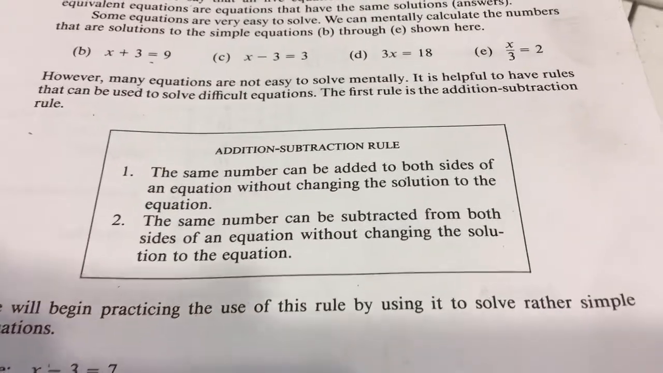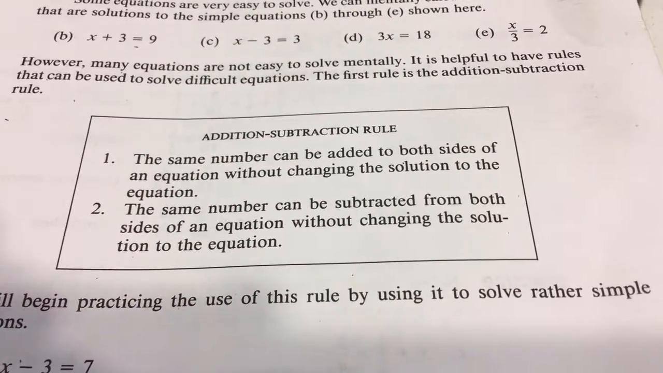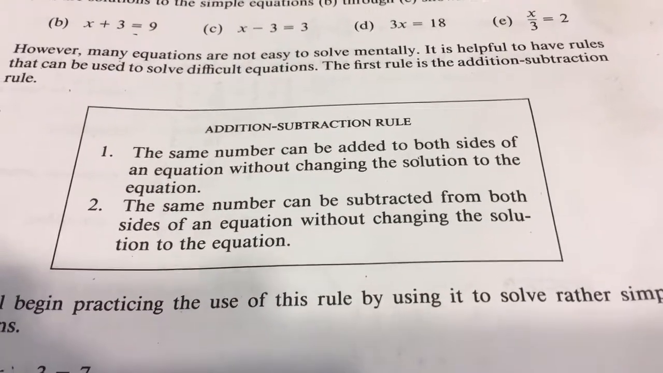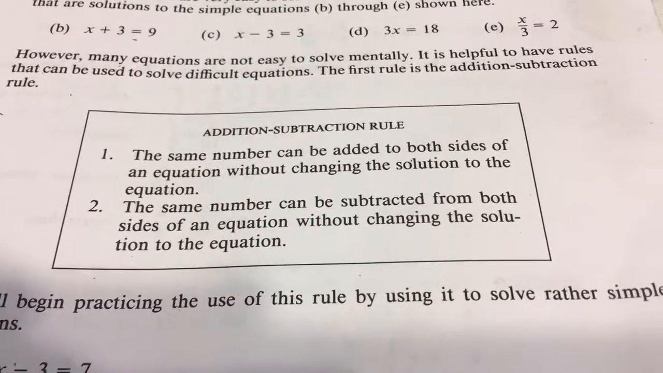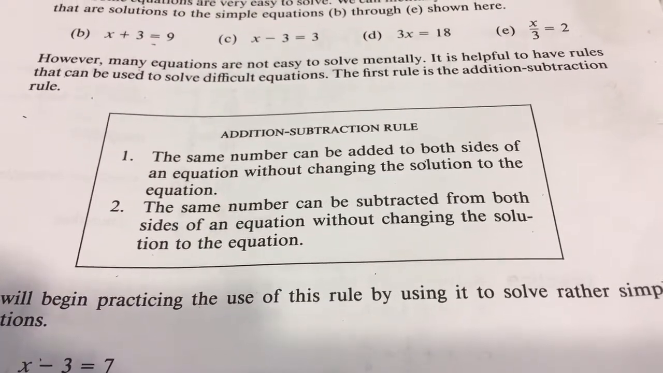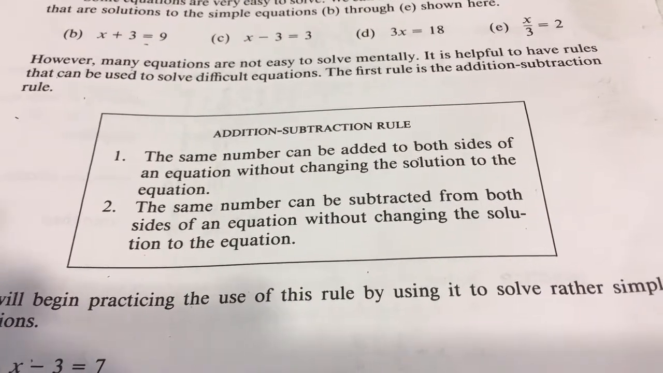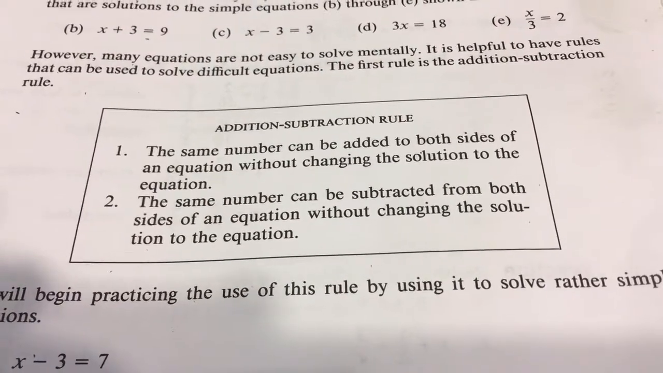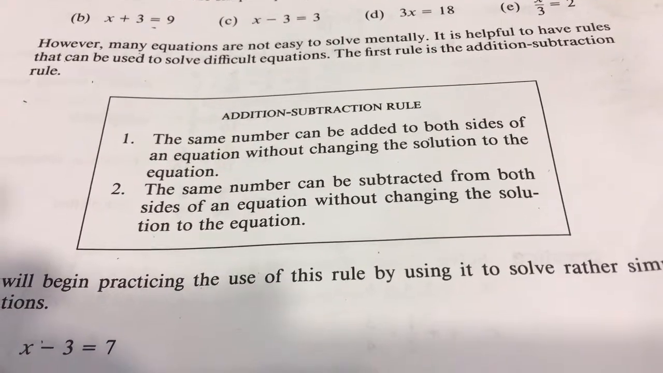Before I do that, let's look at the addition-subtraction rule from your book. The same number can be added to both sides of an equation without changing the solution to the equation. The same number can be subtracted from both sides of an equation without changing the solution to the equation. So here they are talking about the addition-subtraction rule, which in many books is called the addition property of equality. And it applies to both addition and subtraction because subtraction is simply addition of the opposite.